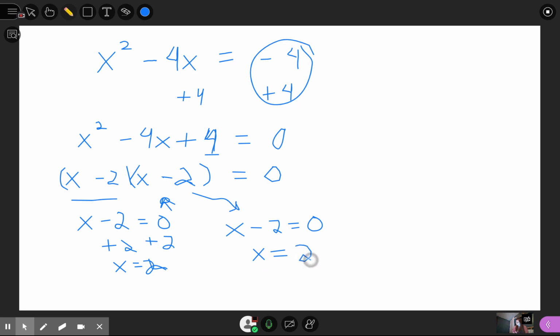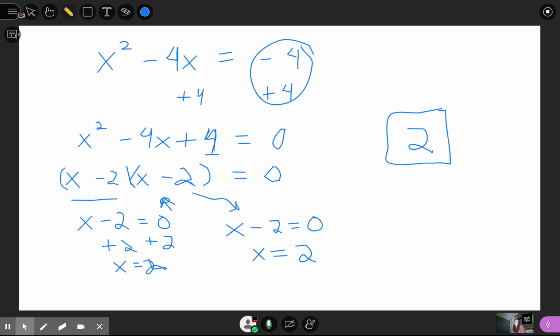It's actually two answers, which is the same number. We call that a double root. So when you go to write your answer, you only have to put it once. You would just say the answer is 2. Now, sometimes you factor it and you get 2 answers, which is fine. So that is how you solve a quadratic by factoring.